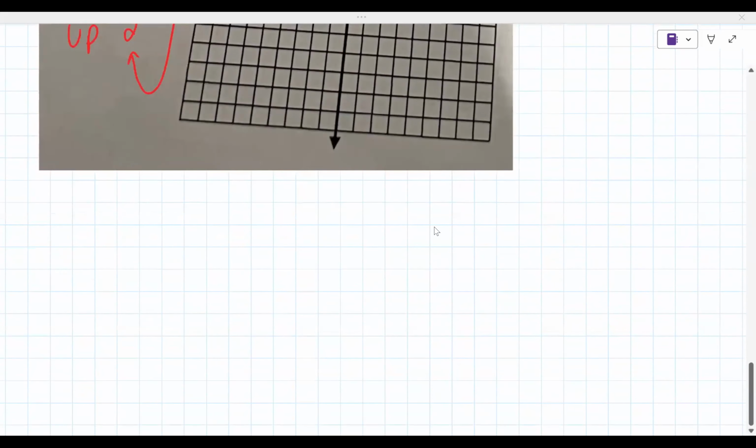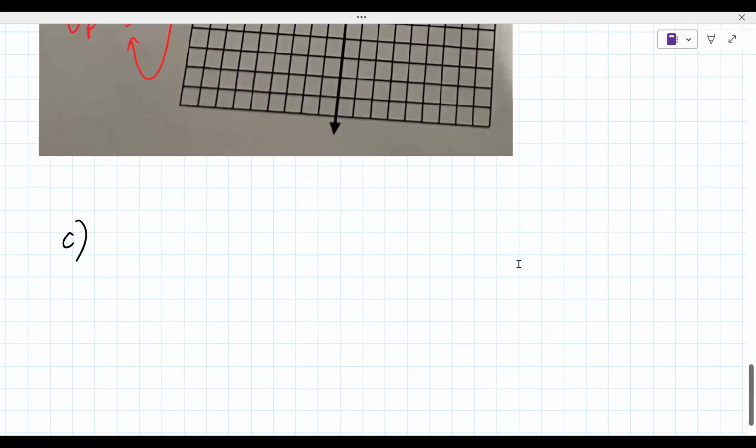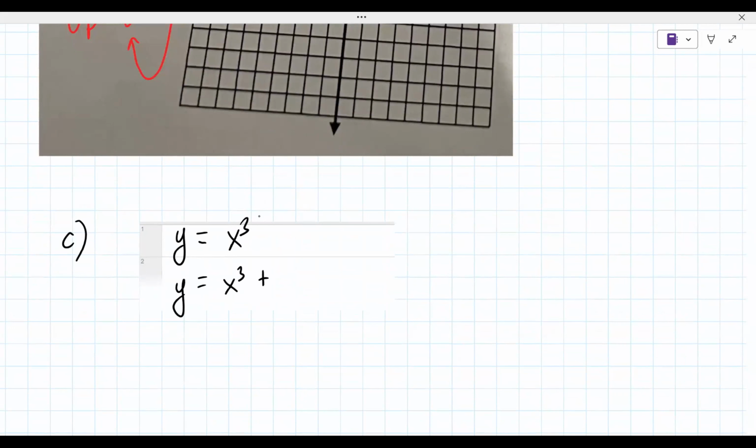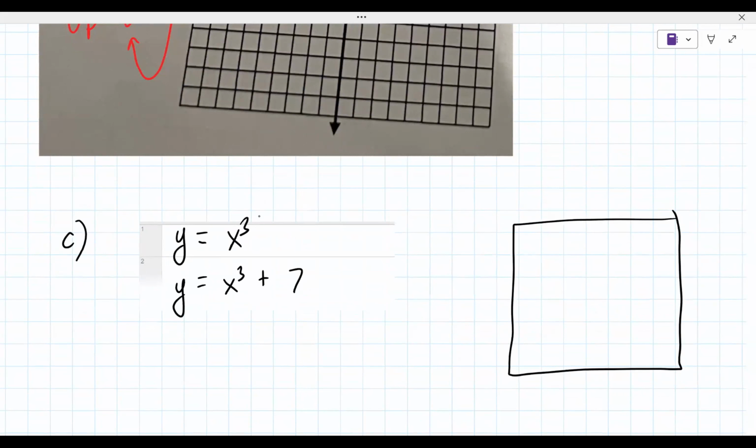So for part C, I want you to go to Desmos and type in y equals x cubed, and then y equals x cubed plus 7. I want you to take a picture of your graph and send it over by text. You can text that over. Okay.